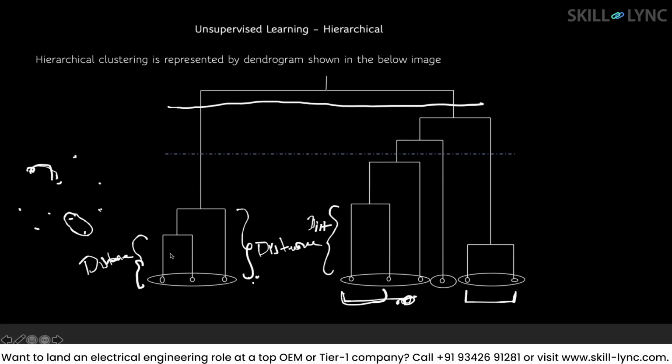So the first cluster has 3 data points. Second cluster has 3 data points. Third cluster has only 1 point. That means this point should be really far, and that point would not be very near to any other point. So that point would form a separate cluster. And then there will be these 2 points in this fourth cluster.